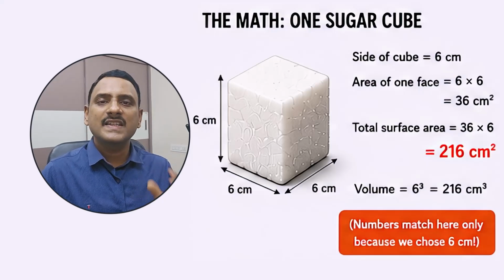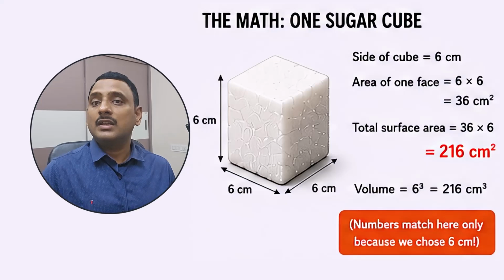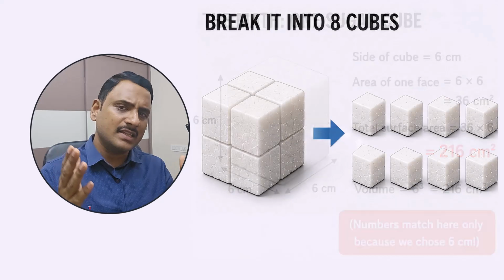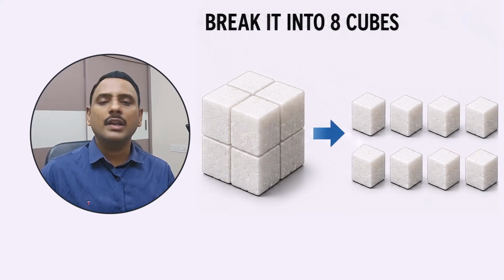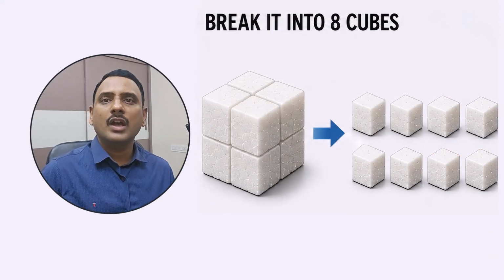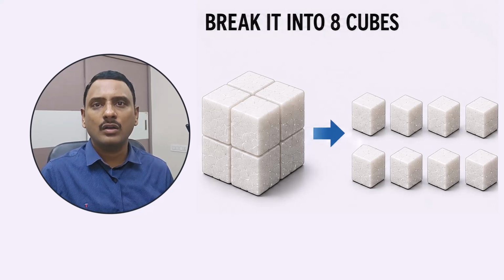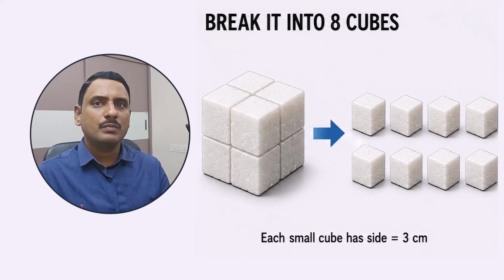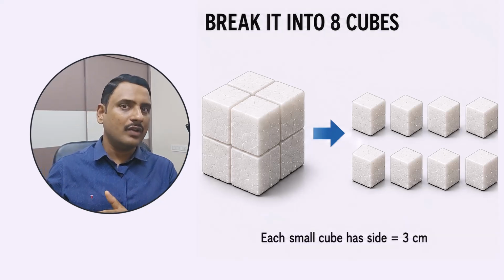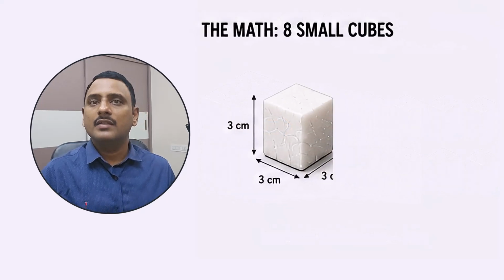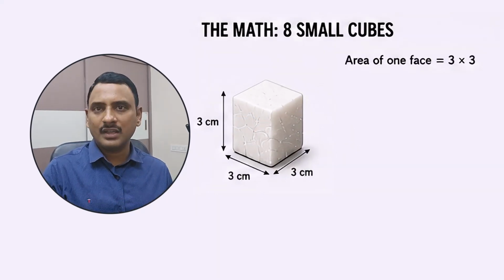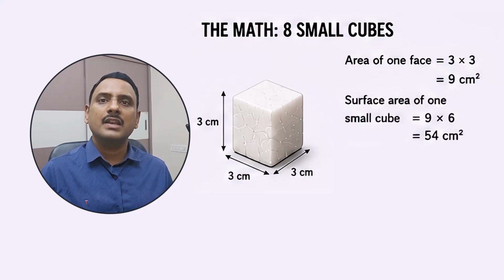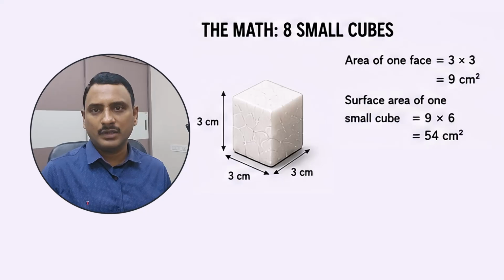Okay, we have 216 square centimeters of area for the water to touch the sugar cube. Now, what happens if we break this exact same cube into 8 small equal cubes? Because we have exposed the inside of the original block, the total surface area jumps up. Let's calculate. The side of each small cube is now exactly half of what we had earlier, so 3 centimeters. The area of one face is 3 times 3, which is 9 square centimeters. Multiplying that by 6 faces, the surface area of one small cube is 54 square centimeters.